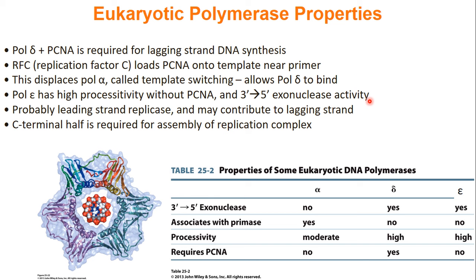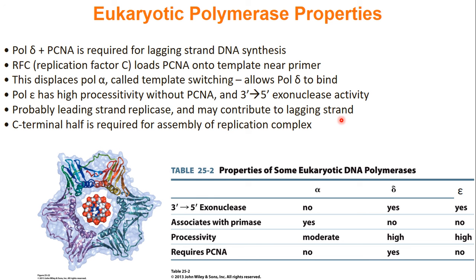The other main polymerase is Pol epsilon. Pol epsilon, surprisingly, has a very high processivity without the sliding clamp. So it doesn't need PCNA, yet it'll basically never fall off. It has extremely high processivity, and it also has proofreading ability, 3' to 5'. Since it has high processivity, doesn't need a sliding clamp, and has proofreading abilities, people think that this is your leading strand replicase. This is what's going to be doing the majority of the work in the leading strand, and it might also work with the lagging strand as well.